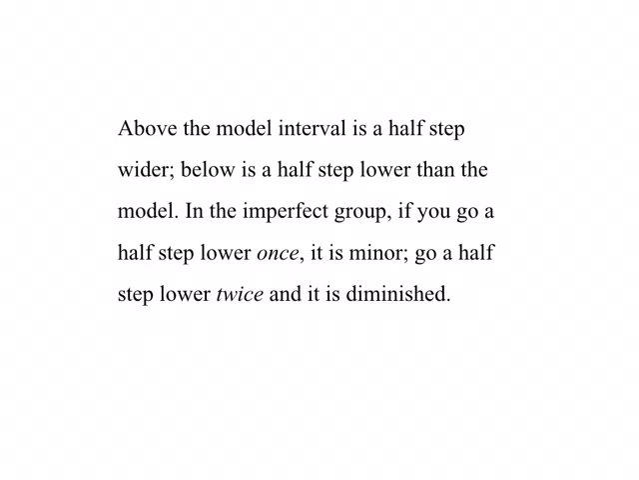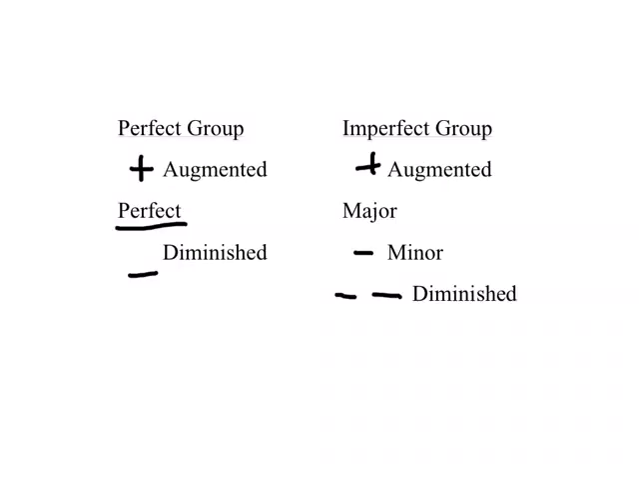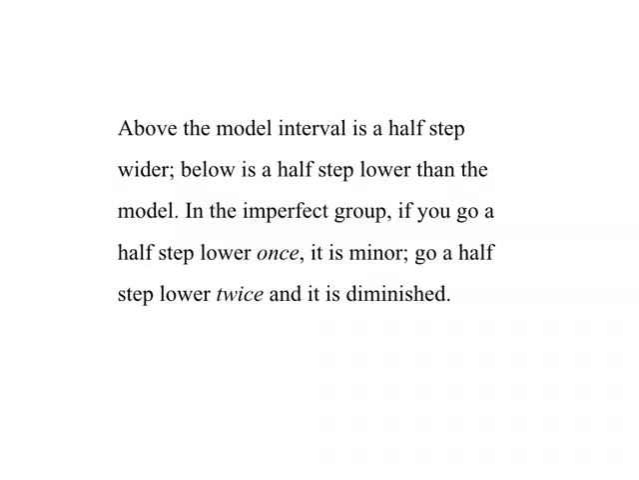This is what I just explained to you. Above the model interval is a half step wider. Below is a half step lower than the model. Half step wider, a half step narrower. And in the imperfect group, a half step wider, a half step narrower, and now 2 half steps narrower.